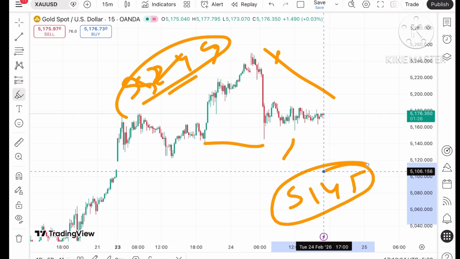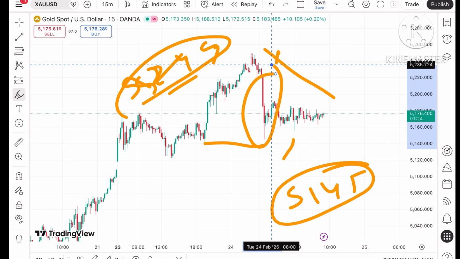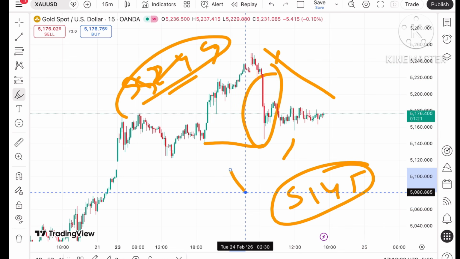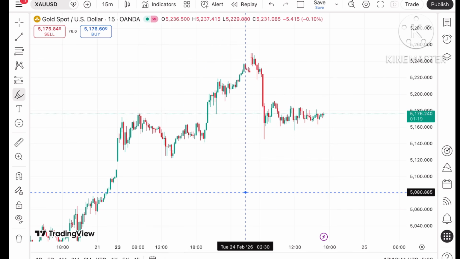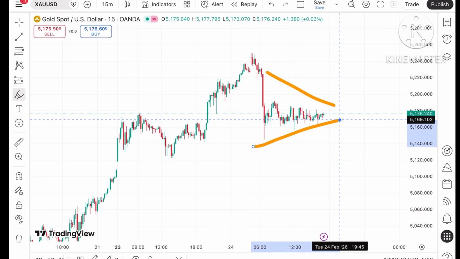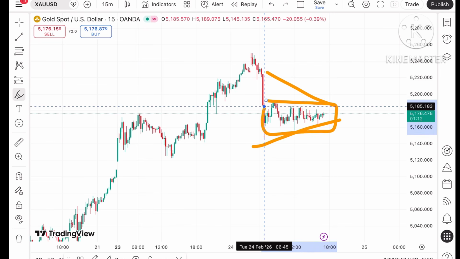This is a 15-minute chart, so you can see these are the two candles where we have seen a sharp fall. After that, if you see this particular candle, this is the pattern forming. If you see this level, this is the zone where the price has been moving for so long. Going to a 2-hour chart, you will see clearly how the price is moving.